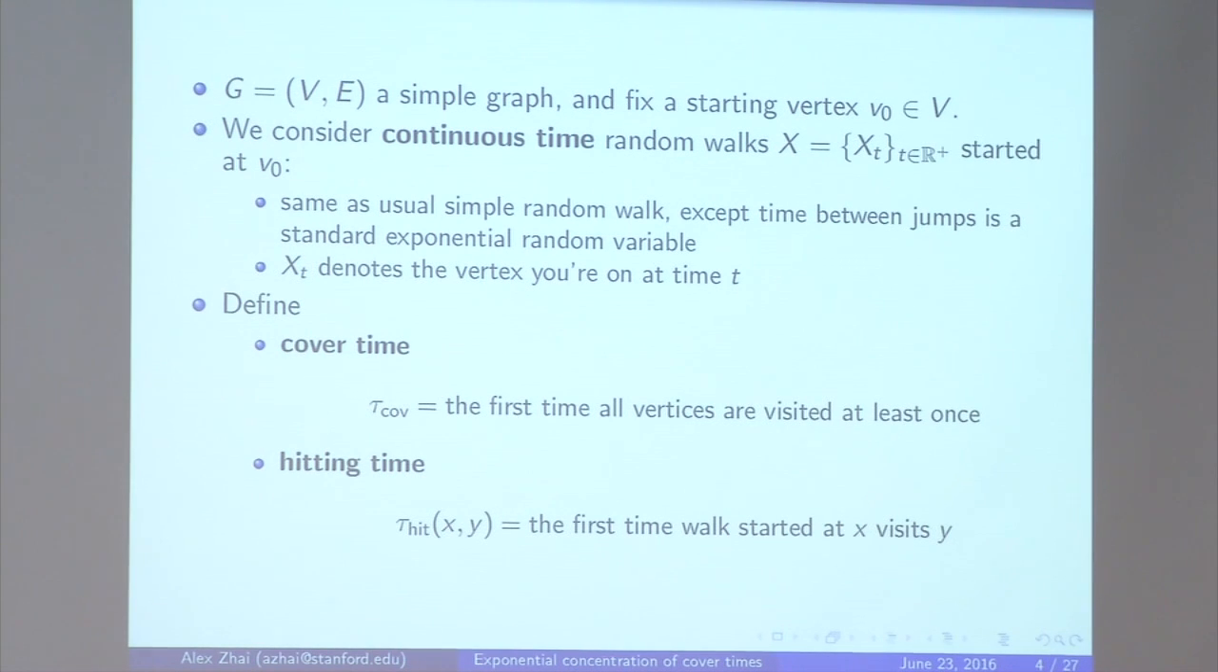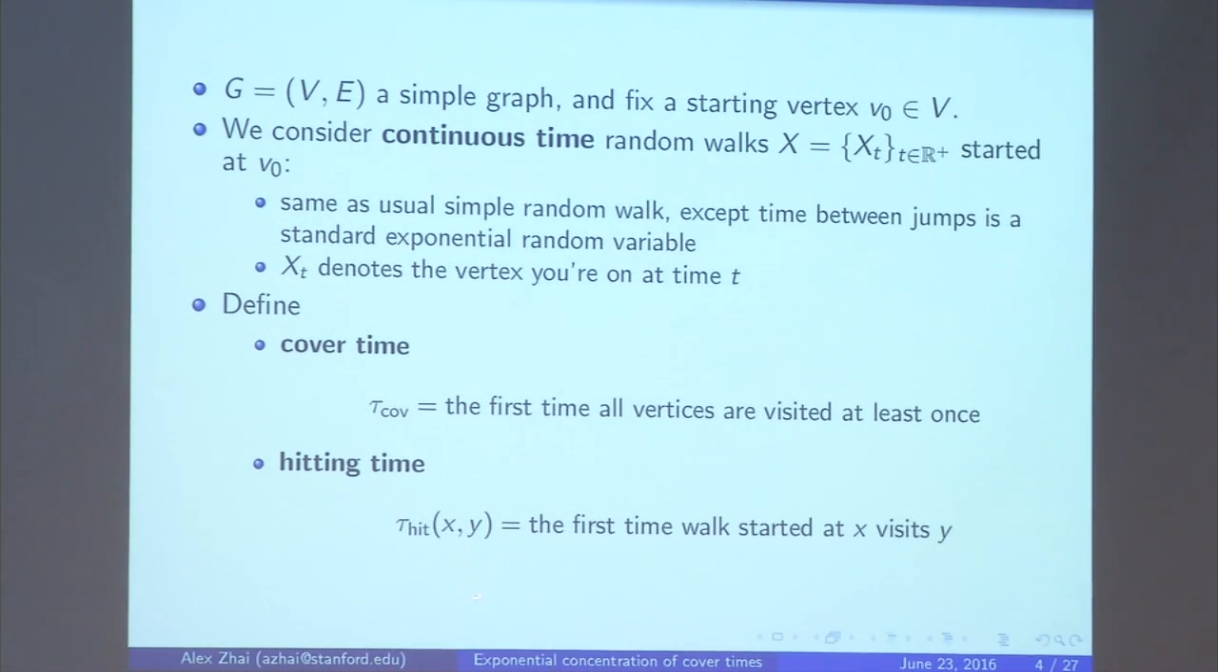Then let's define the cover time to be the first time that all the vertices in the graph are visited at least once. By the way, the walk starts at v_0. And the hitting time between 2 vertices x and y is just the first time a walk started at x visits y.